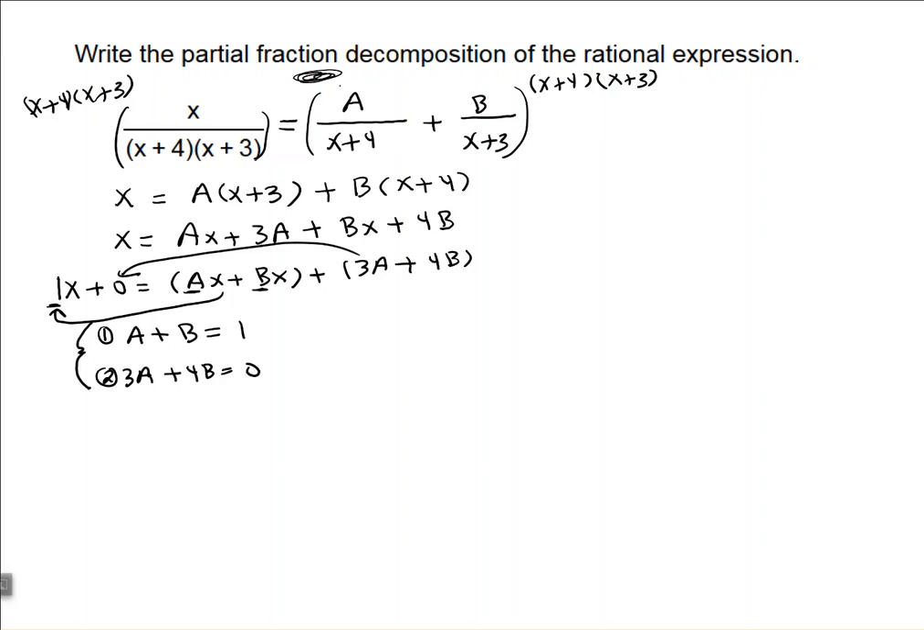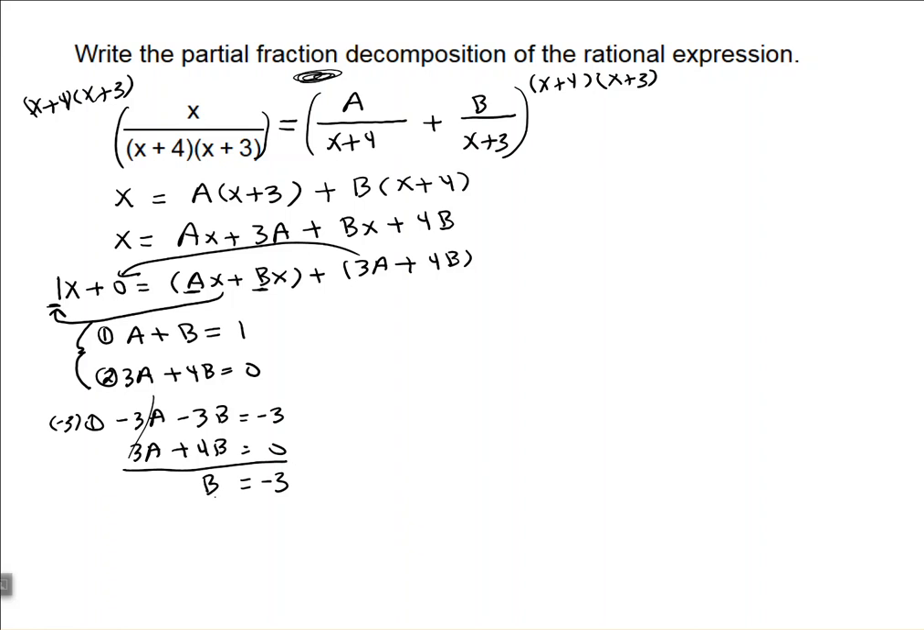So I'm going to use elimination. I'm going to multiply the first equation by -3. And keep the second equation like it is. And that will allow me to eliminate the a variable. So -3 plus 4 is 1b. Then -3 plus 0 is -3. So b equals -3.